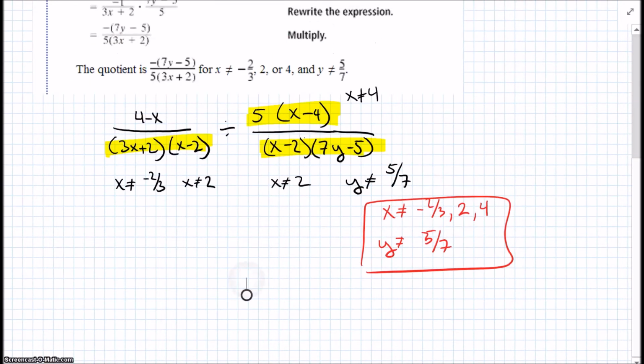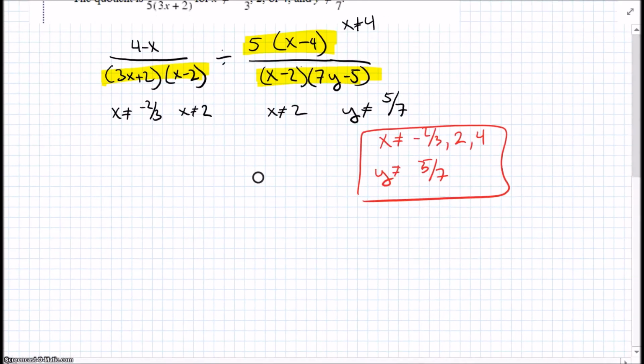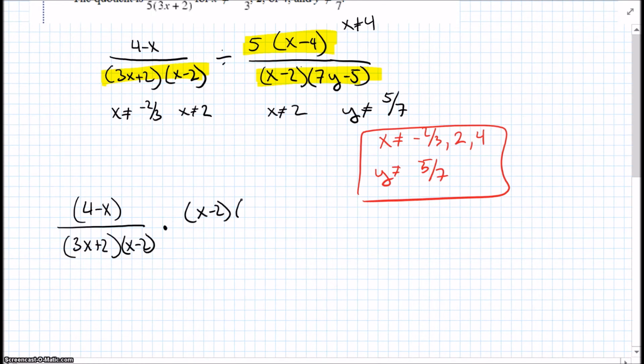Now let's go back and see if we can do anything to it. Well, if we're going to divide, let's rewrite it real quick. So I have (4 minus x) over (3x plus 2) times (x minus 2). Well, if I'm going to divide a term, I can really just multiply by its reciprocal. So I'm going to erase it aside and we'll multiply by its reciprocal. The reciprocal is (x minus 2) times (7y minus 5) all over 5 times (x minus 4).